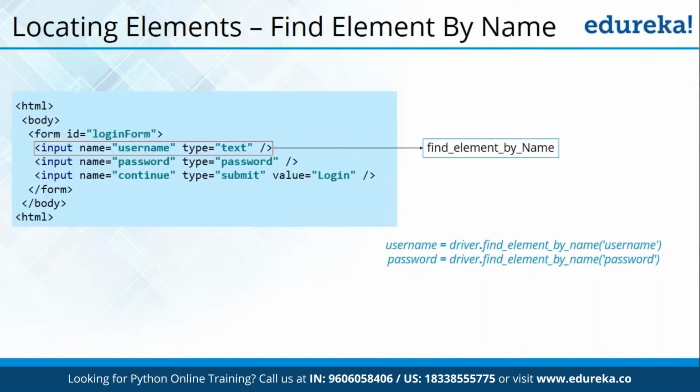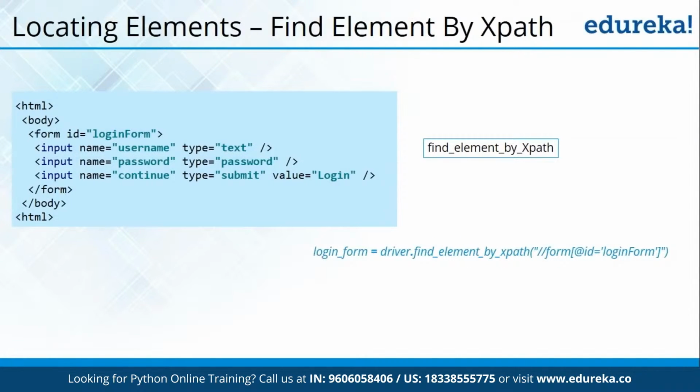Now for instance, consider the page source that is there in front of your screen. The username and password elements can be located like this: username equal to driver.find_element_by_name('username'), which is the name over here, as you can see. Similarly for password also, you can write driver.find_element_by_name('password'). Now let us move forward and see what are the other ways to locate an element.